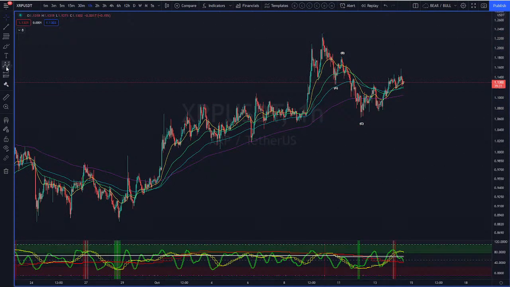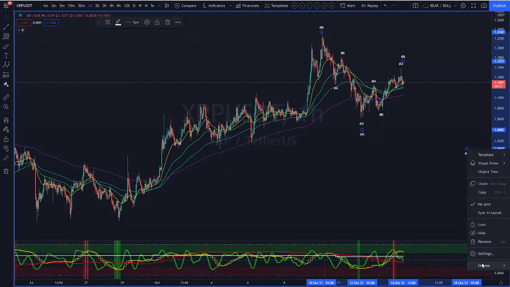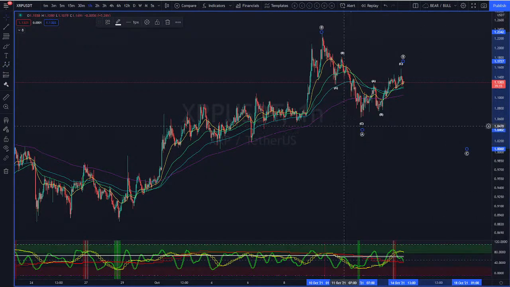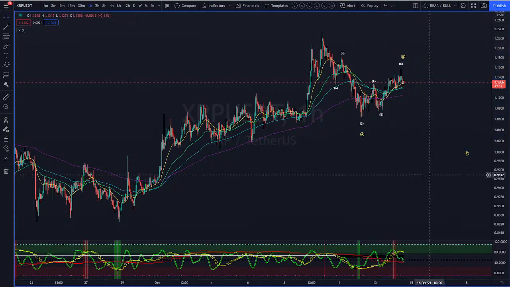Nice little ABC there. And then you can see we've got a nice little A, B, C right here, right? And then what we're in the middle of is a larger A, B, and then going down to $1 for the C, and really that should be a WXY. But all in all, you understand the point that I'm trying to make, that it looks like we are going to see a little bit more of a correction to the downside.